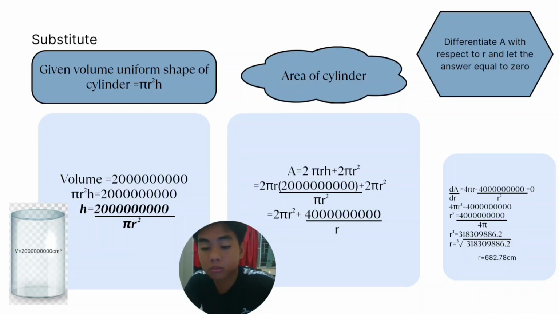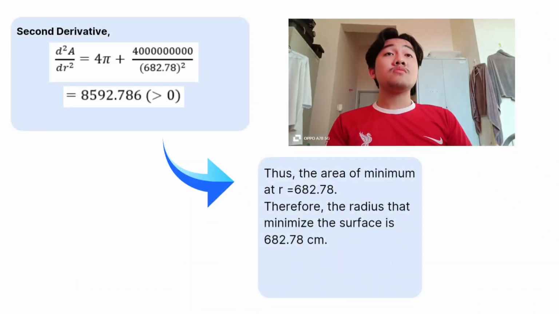Then we can simplify the value, which gives r equal to 682.78 centimeter. To make sure the surface is minimum, we must use the second derivative. Substitute the r, and when the value is more than 0, the area is minimum at r equal to 682.78. Therefore, the radius that minimizes the surface is 682.78 centimeter.